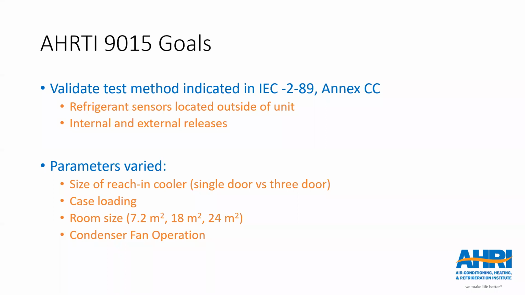The design of the test program looked at several different variables. We tested both single and three-door reaching coolers, not necessarily as a comparison between the constructions, but instead as a representative test sample. We were instead looking with those different geometries at how the refrigerant was released into the room. We looked at the effect of product being placed in the conditioned space. The comparison was between an empty rack unit and a cabinet with a 75% fill. We'll review some of this data specific to this shortly.